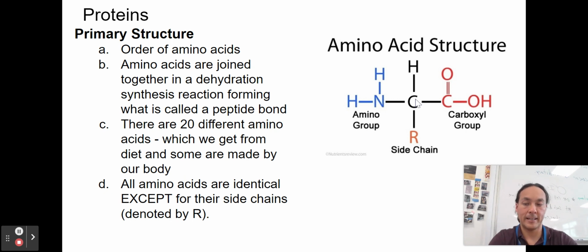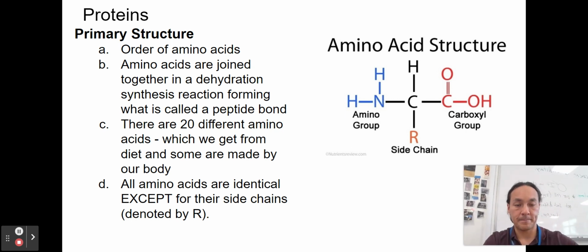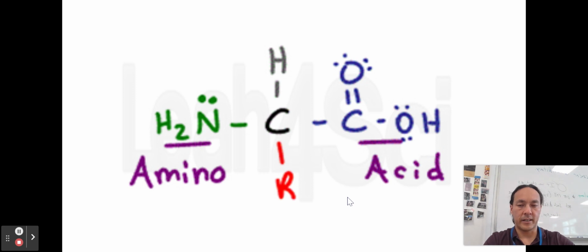And then there will be what's called a central carbon. That central carbon is going to be bonded to a hydrogen and an R group. The R group differs between the 20 amino acids. It will then be joined to a carboxyl group, which is COOH. This is the amino group, and this is a base, and this is the carboxyl group, and this is acidic. So this is an amino acid. All right. I'm not going to ask you anything that in-depth on your test, but it's just good to check it out.